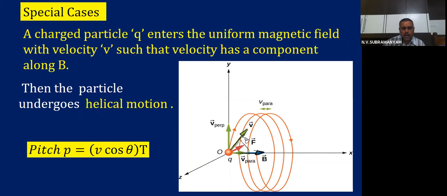Here again the magnetic field force acts as centripetal force, and it makes the particle undergo circular motion, no doubt. You see the red circle, but because of the component V cos theta, the V parallel they wrote here, it will be propelled forward, pushed forward. So the V sin theta component is making it undergo circular motion, and the V cos theta component is making it move forward. In this manner, the charged particle moves forward and undergoes helical motion.